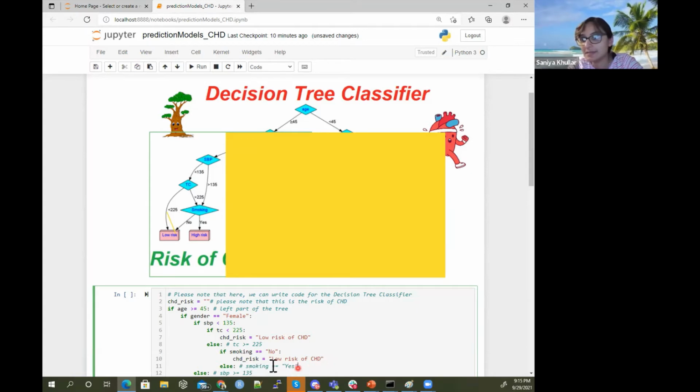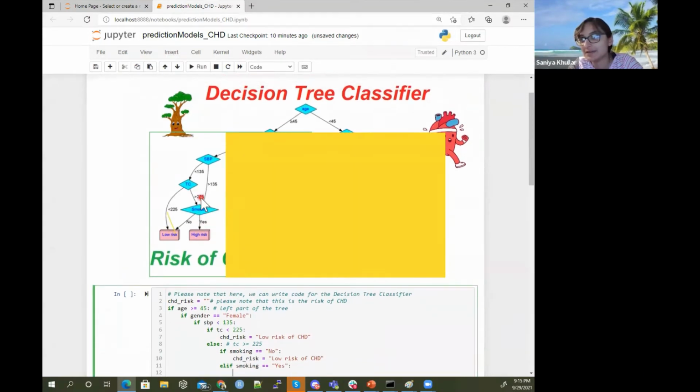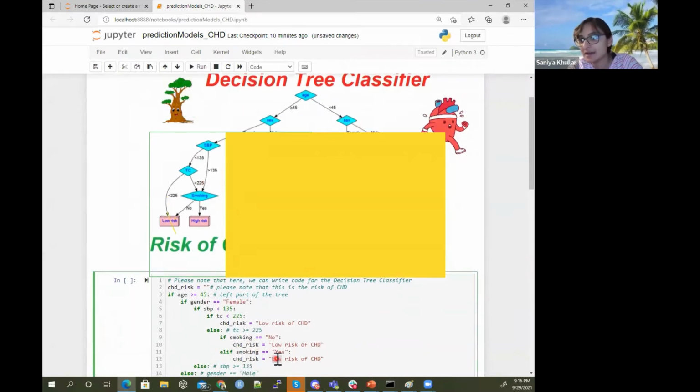Just to clarify with you guys, you could also check it this way, but you just want to be careful that it is either no or yes. So you could also do it this way, either way. We can just do it this way for clarity as well. And then if smoking equals yes, then CHD risk is equal to high risk of CHD. And we can put a frowny face because we're unhappy about that. And here we're happy, there's a low risk of CHD.